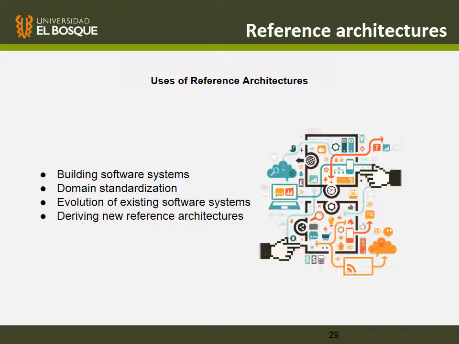Deriving new reference architectures. Existing reference architectures can be used as a basis to derive new reference architectures, in particular for the same domain or neighboring domains. For instance, a reference architecture that has as its basis a specific architectural style, such as client-server, can be derived to an architecture that has the service-oriented architectural style.